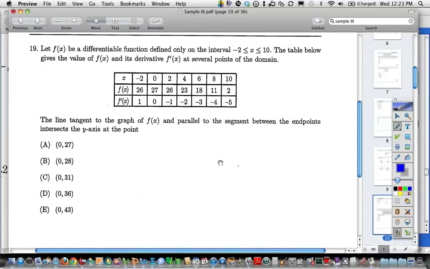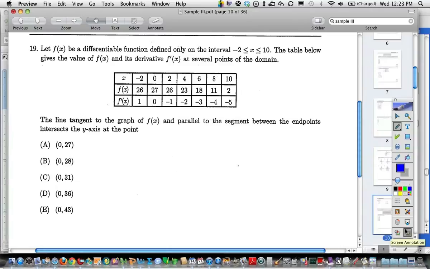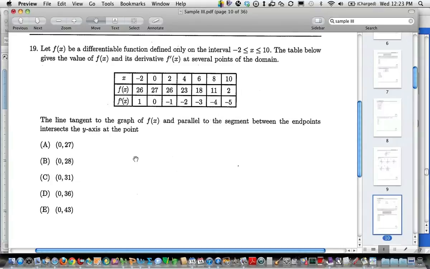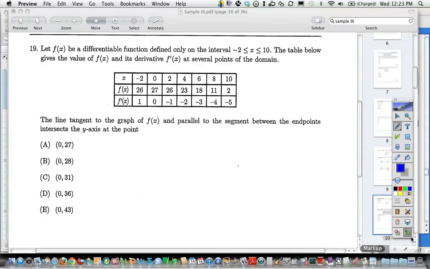That's why I didn't want this. Okay, let's take a look at number 19. Okay, we'll just check this. There we go. All right.